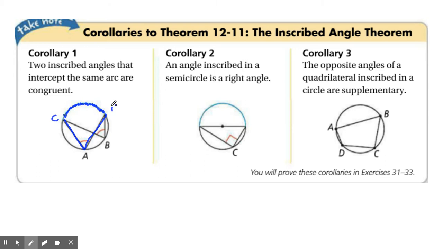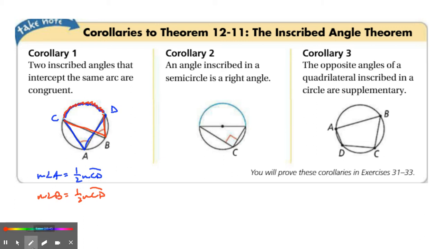Let's call it CD. So the measure of angle A is going to equal 1/2 the measure of arc CD. And then I'll change colors. Angle B, this angle also intercepts arc CD. So of course, the measure of angle B is also going to be 1/2 the measure of arc CD. And because they are equal to the same thing, angle A and angle B have the same measure, which means they are congruent. So this would force angle A to be congruent to angle B.